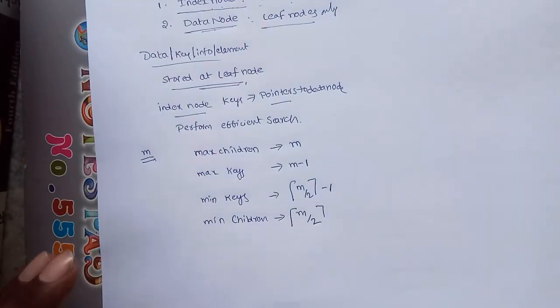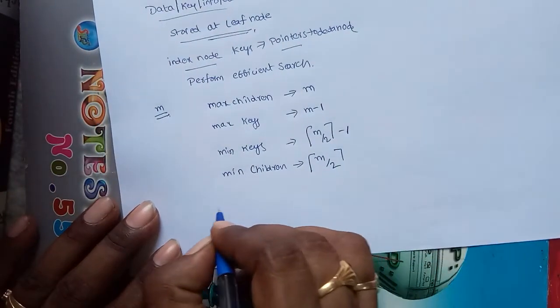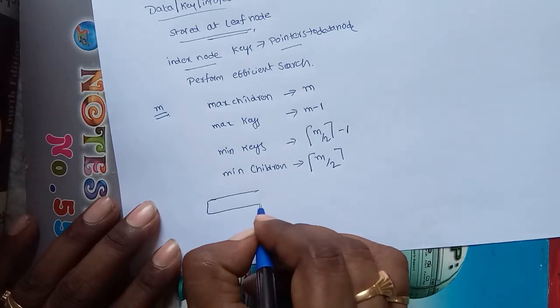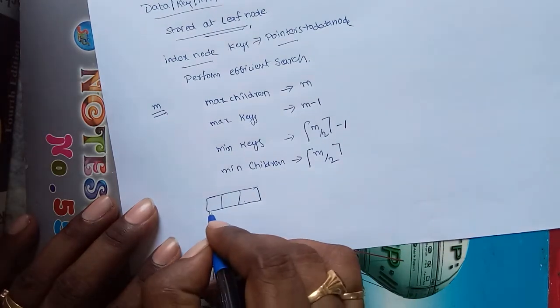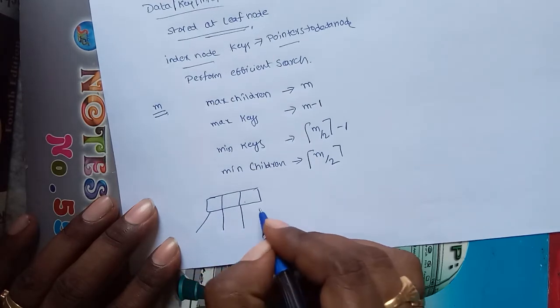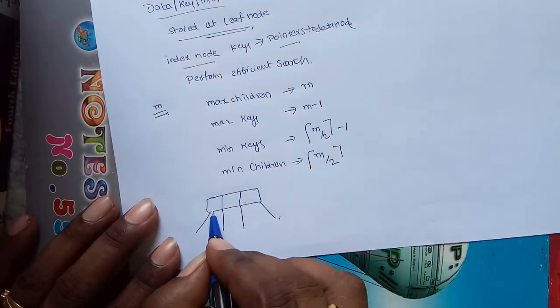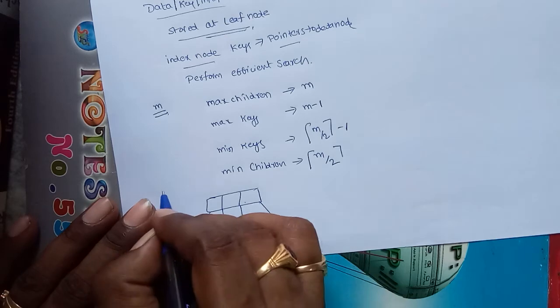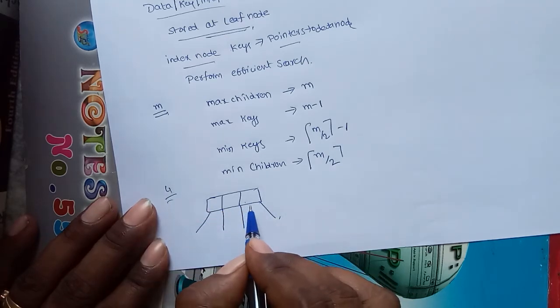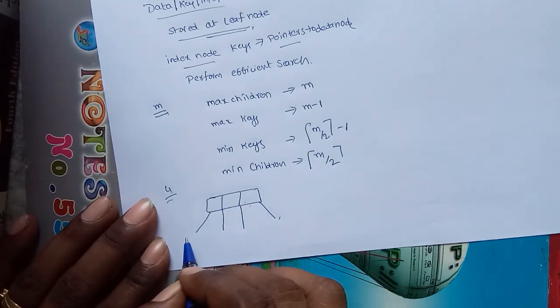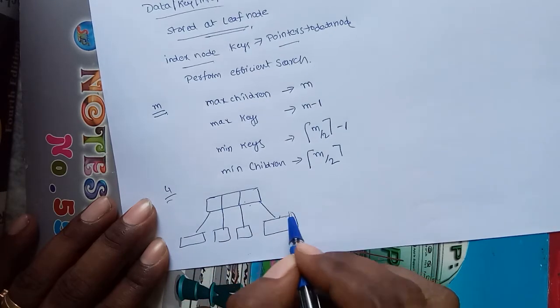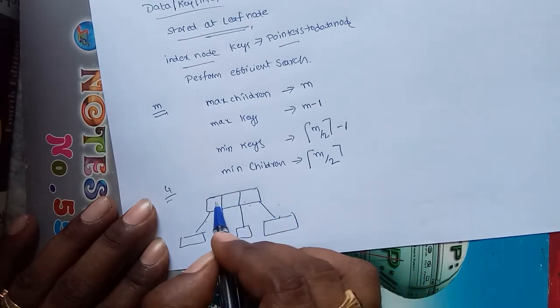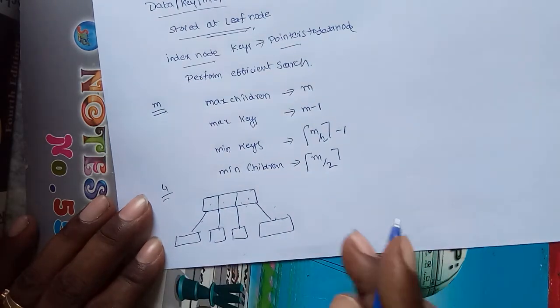This is the key. Suppose I am representing a node, and these are the left children. This is the representation of a B plus tree node of order 4. It contains a maximum of 4 children, and it contains 3 data elements.